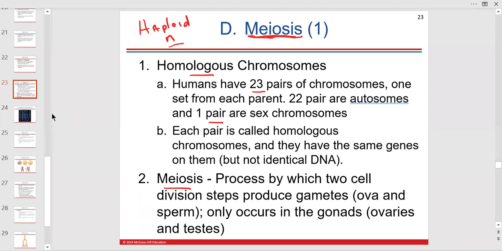So there's two steps. So there's PMAT one, prophase, metaphase, anaphase, telophase one, and then two: prophase, metaphase, anaphase two. So there's two phases of meiosis. And where does it happen? In the ovaries, making the oocytes, and in the testes, making the spermatozoa, spermatogonia, which is immature sperm.